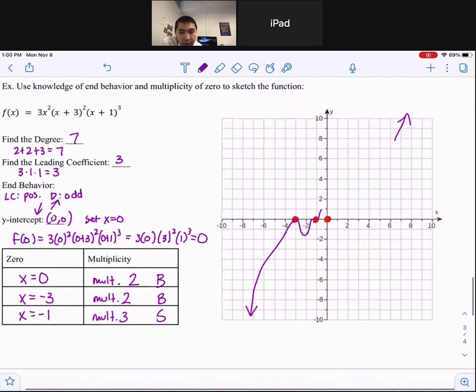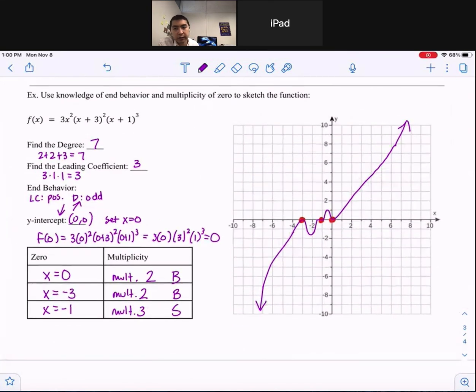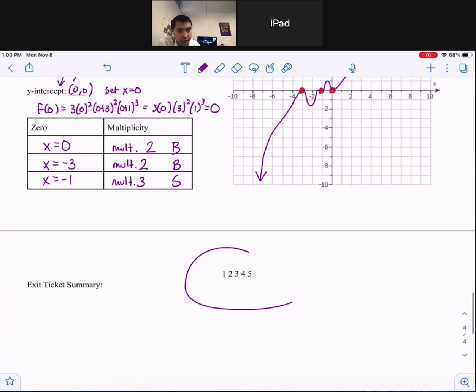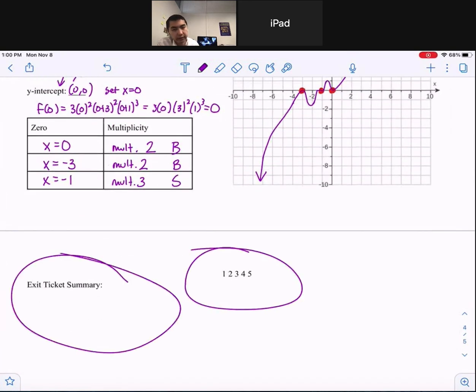And then lastly, we're approaching x equals 0, so that was a bounce. We're going to bounce off of that zero, and then it's going to line up perfectly with our end behaviors, okay? And that is your lecture on graphing polynomials. Make sure you do your scale of 1 to 5, and make sure you do your exit ticket so that you're getting all your points.